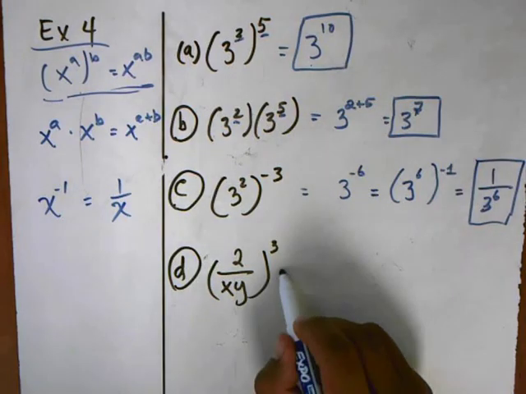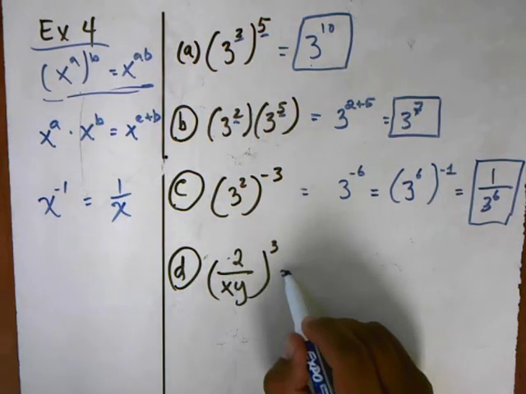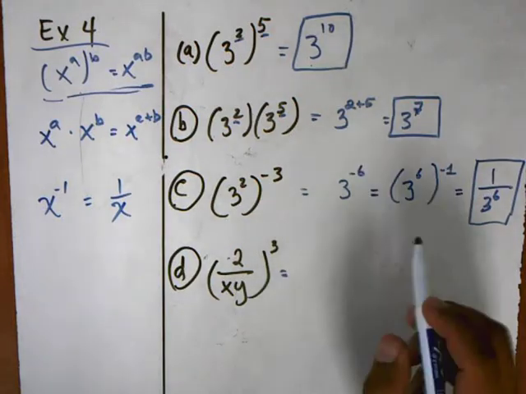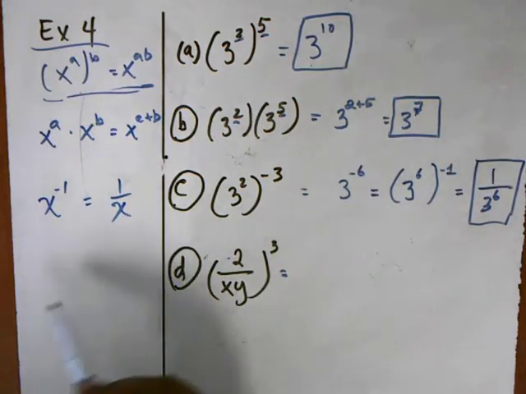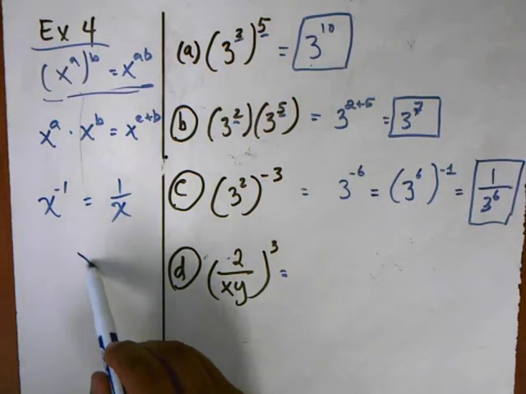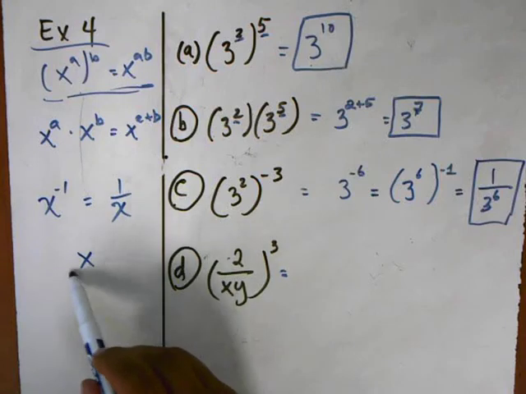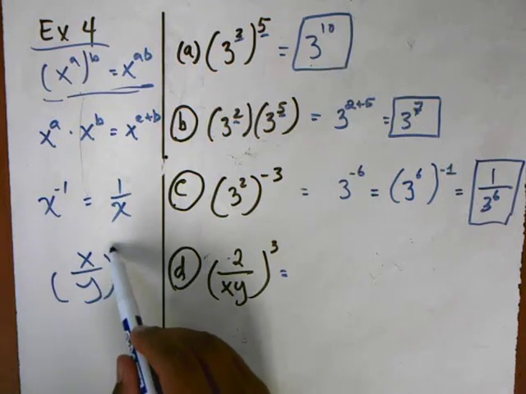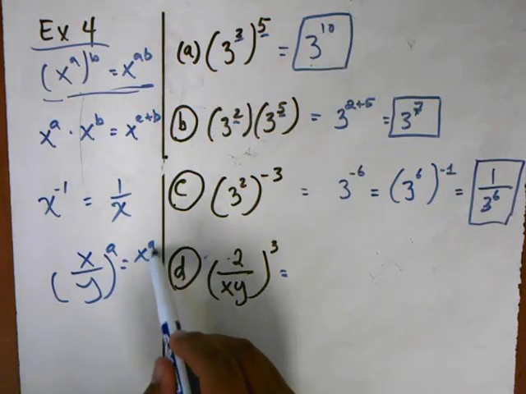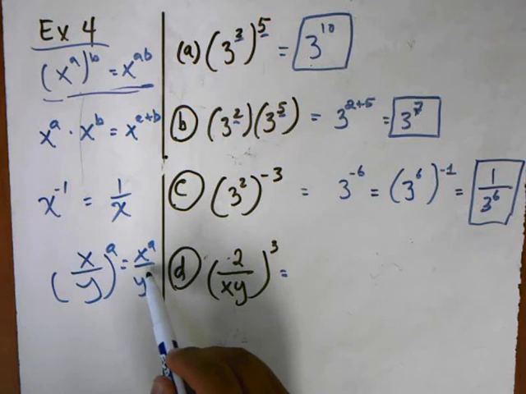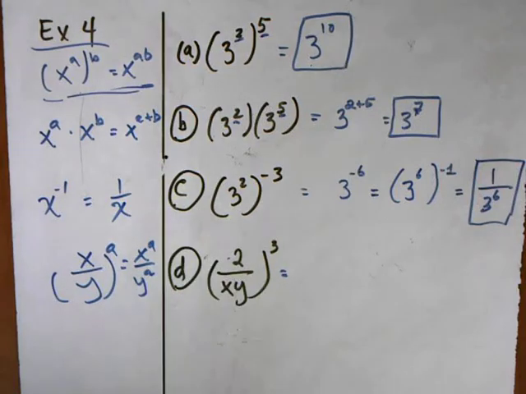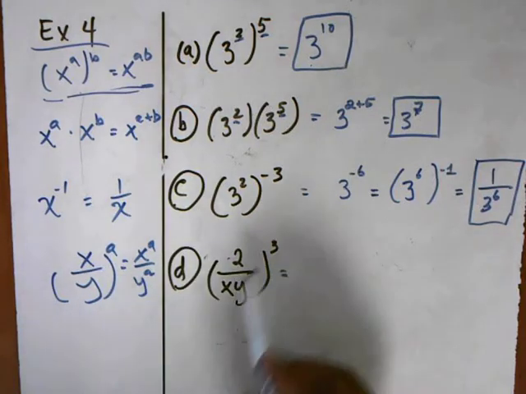So let's try this one here. We have a quotient and then an exponent. So I can apply this rule, where x over y to some power is really x to that power over y to that power. Okay, so this is what we talked about before. So I'm going to do this here.